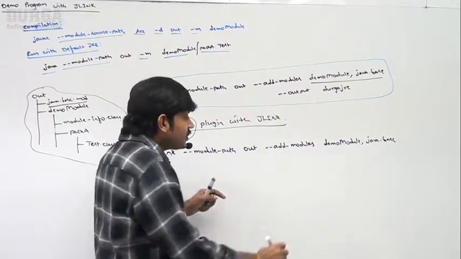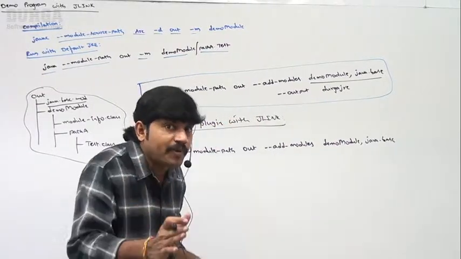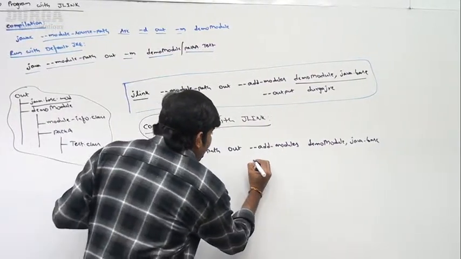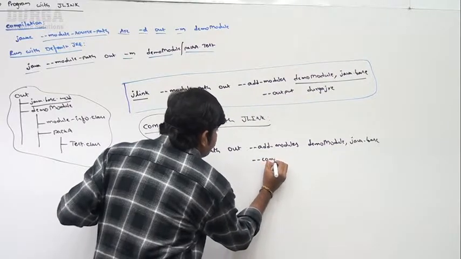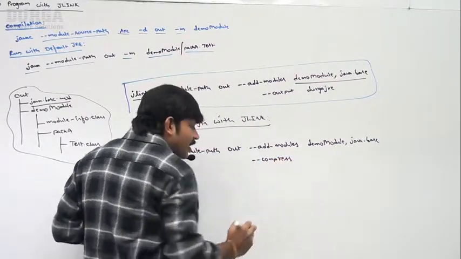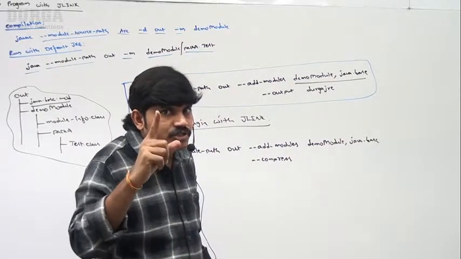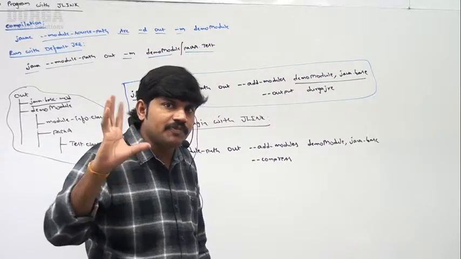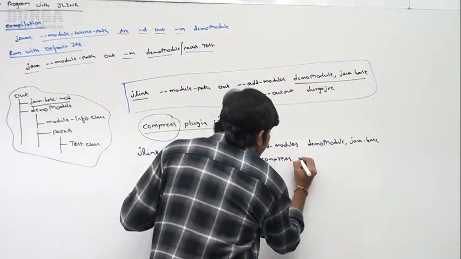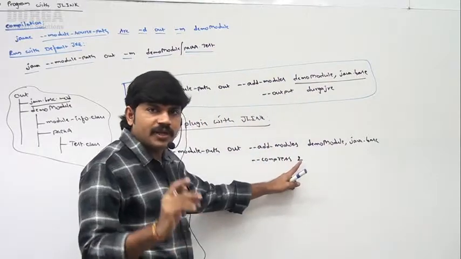Okay. Next, can you please compress? --compress. How many levels are available for compression? 3 levels: 0, 1, 2. 2 means what? Zip, which is the more optimal. That's why --compress 2.